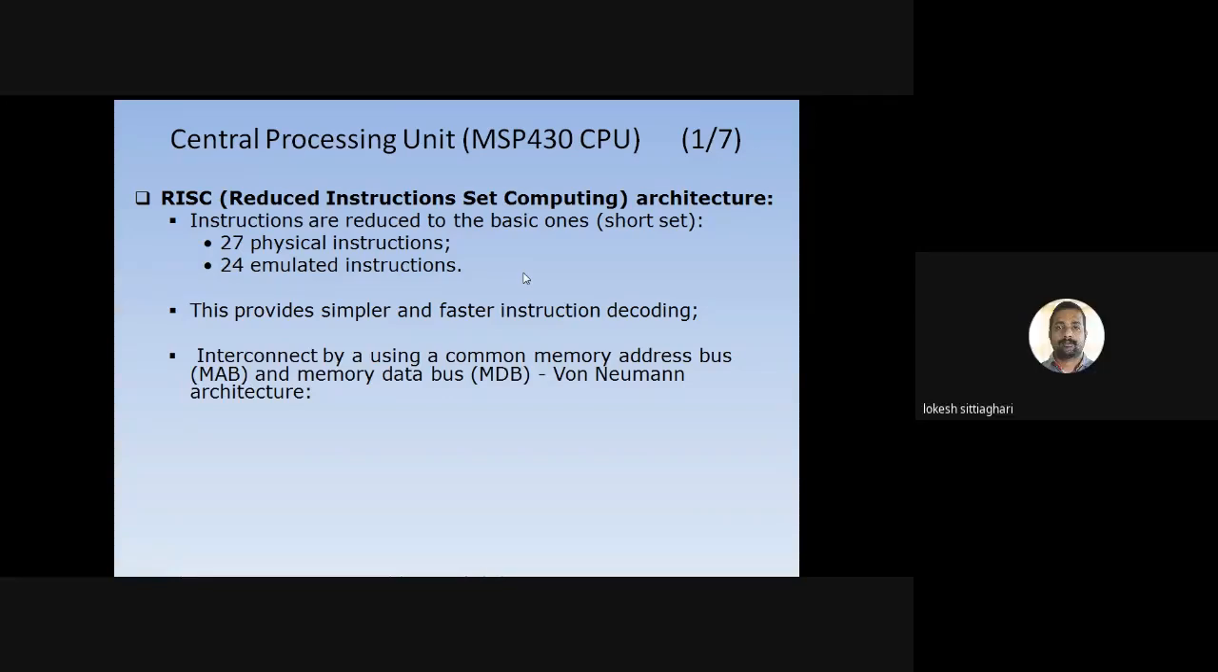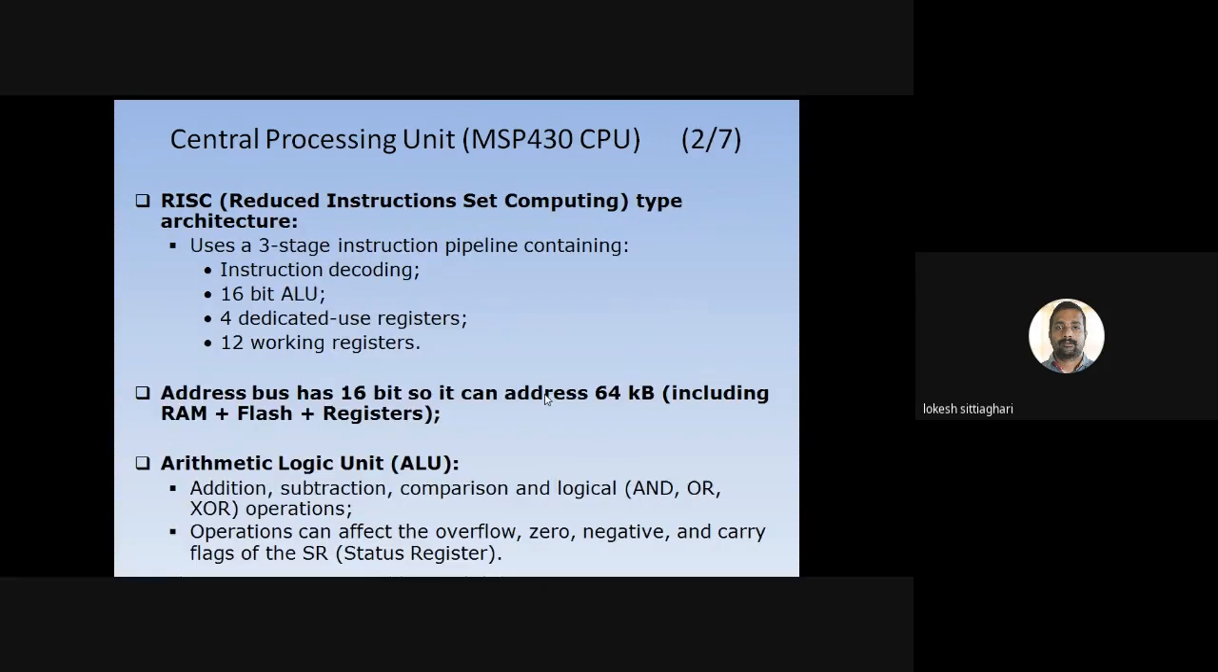Because of this reduced instruction set, the MSP430 is simpler and has faster instruction decoding also. Next, it uses the Von Neumann architecture, where we use a common memory bus for address and data. That's why this is the Von Neumann architecture.